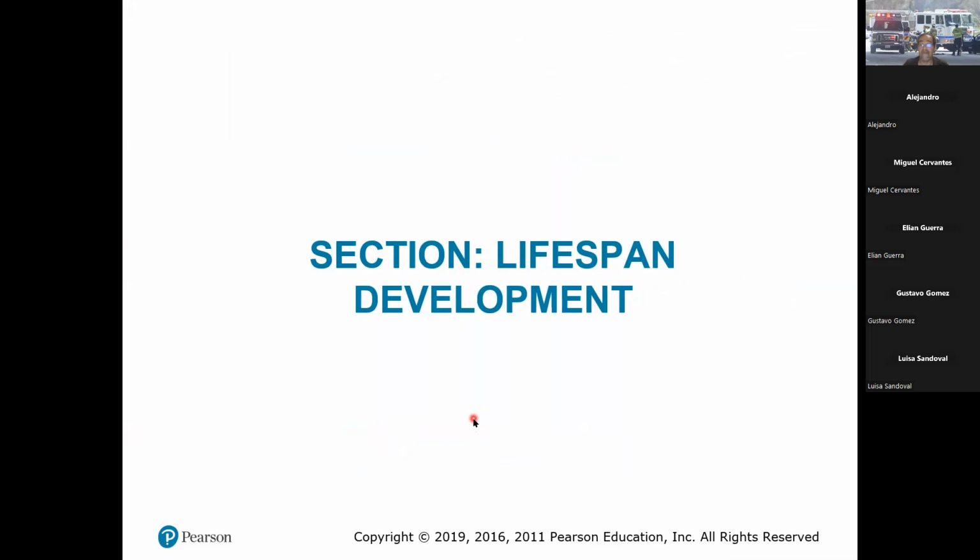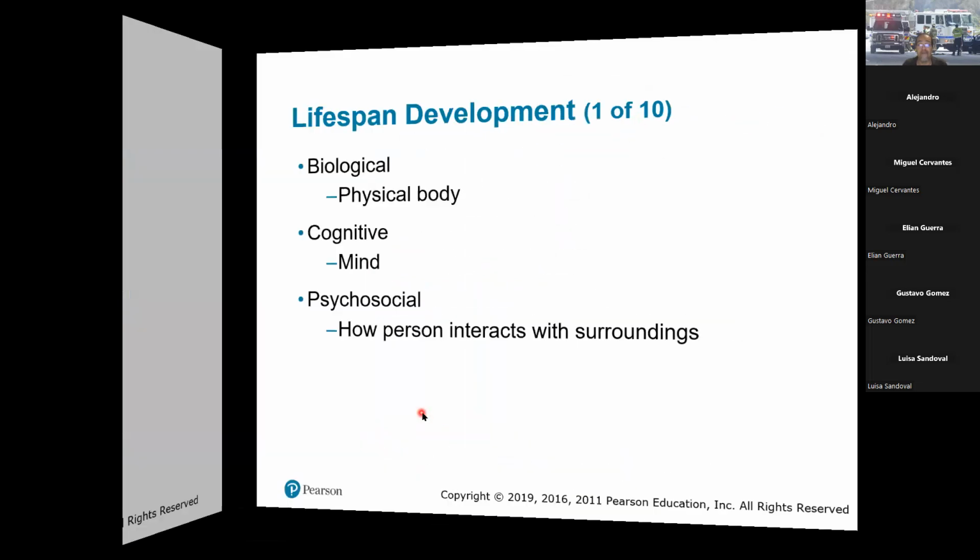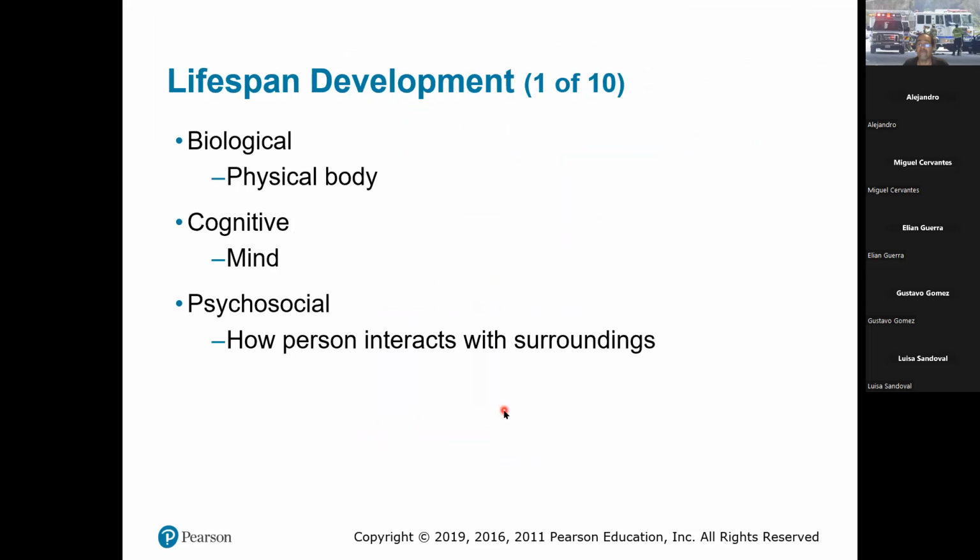Lifespan and development. I know this is going to be a long chapter, and I apologize. We'll just finish with this one. Lifespan development: biological, you have the physical body. Cognitive is usually considered the mind, and psychosocial is how the person actually interacts with other people and their surroundings.